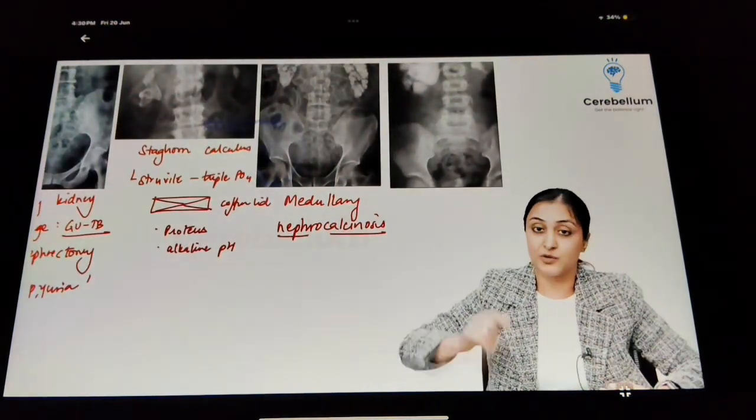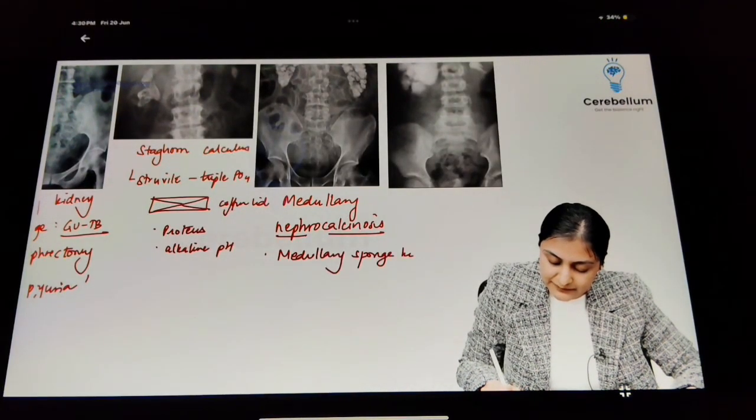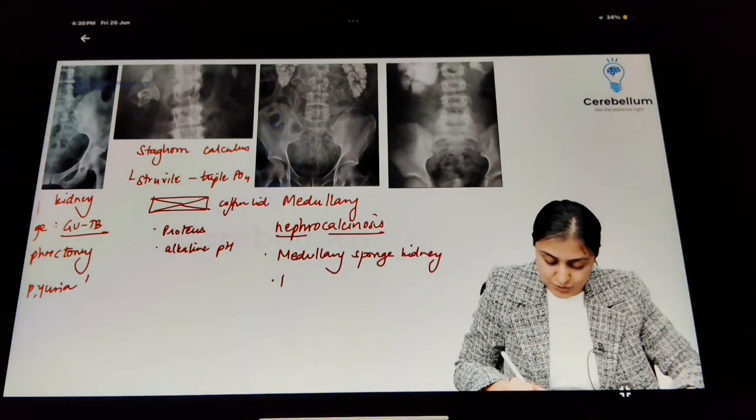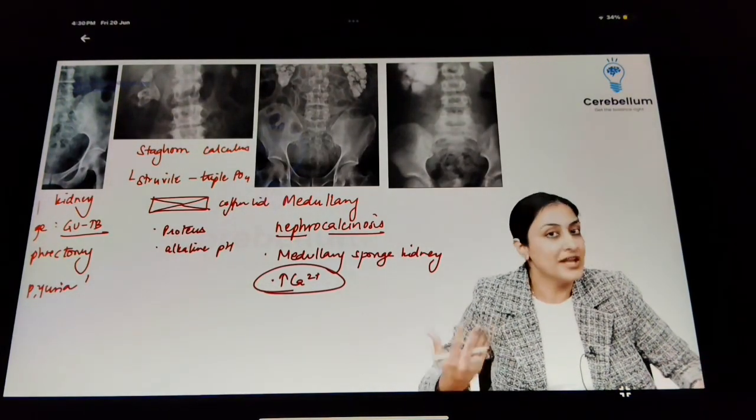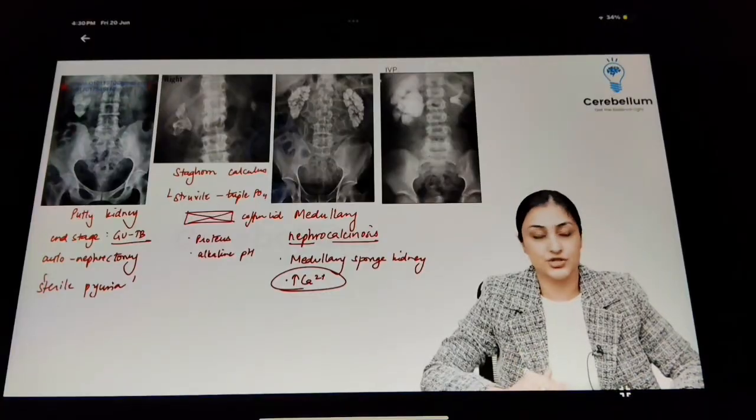Apart from this, what you need to remember, what are the causes? This can be seen with congenital conditions like medullary sponge kidney, which may show you calcification of the pyramids. The second association you want to remember is any cause of hypercalcemia. Anything like hyperparathyroidism, sarcoidosis can eventually lead to this. So hypercalcemia is a very important consideration you need to keep in mind.